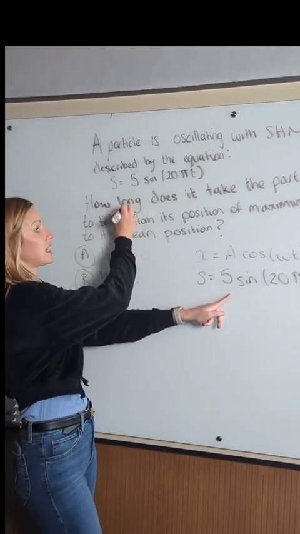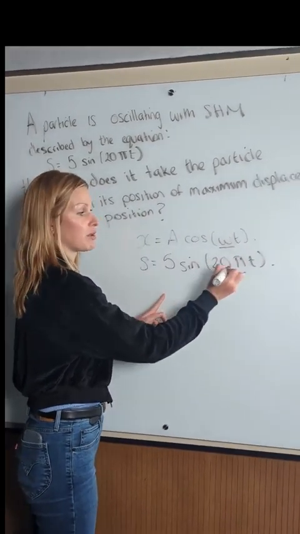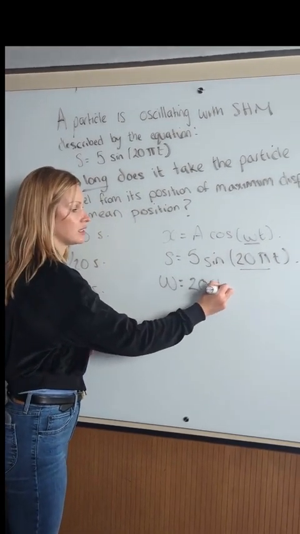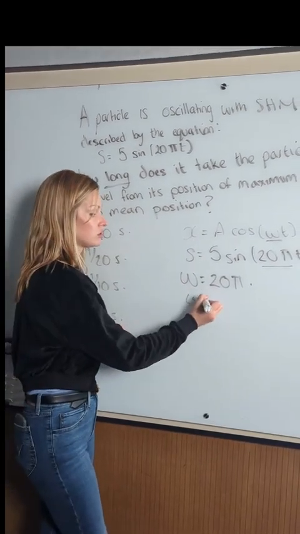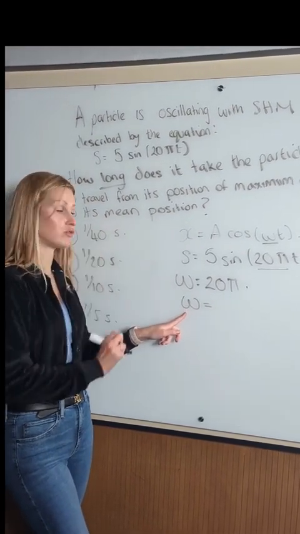but what I care about is the time. So how long does it take? Okay, so what I look at then is I can see my W here is 20 pi. So I'm going to write that down. The W is 20 pi. Okay, I look at my data sheet to see what W stands for. So W is my velocity in circular motion. Okay, my speed in moving through a circle.